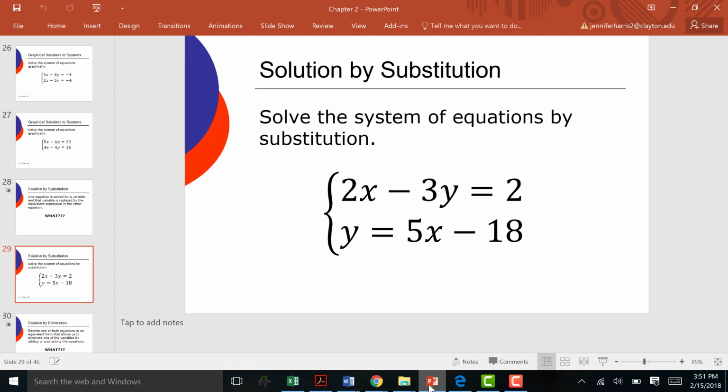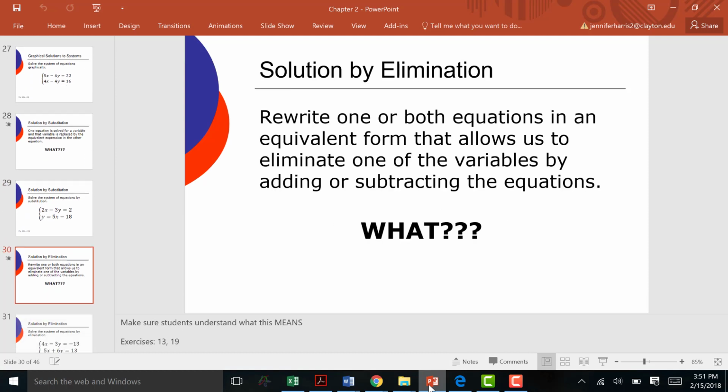Let me put x equals 4 right here, so I can erase and use this other board. I'm going to push this up so I can do the second method. Here's our second method. Well, actually the third, since you already know how to do it graphically and you know how to do substitution. Now let's do it using a method called elimination. Next slide. This is called the elimination method.